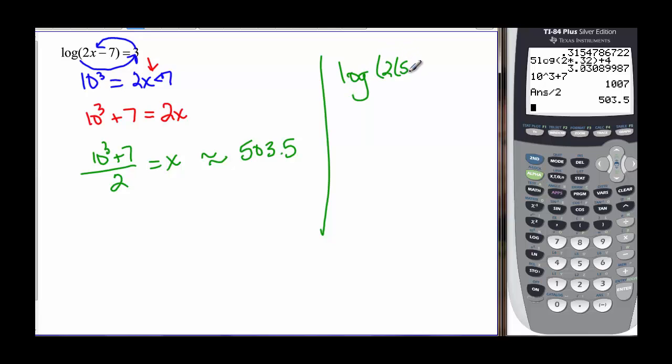Again, to check it, if I really needed to check it, I could ask for the log of 2 times 503.5 minus 7 to equal 3. So log of 2 times 503.5, and then minus 7, to multiply and then subtract 7, and I get a 3.